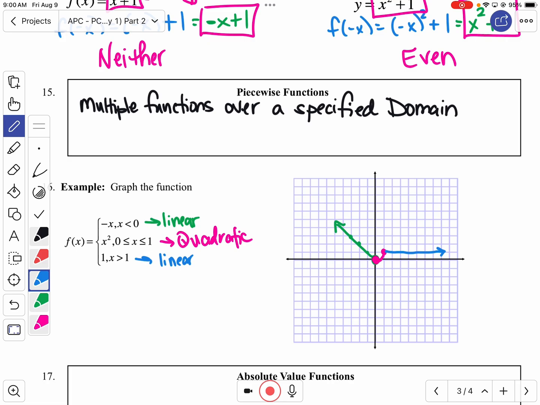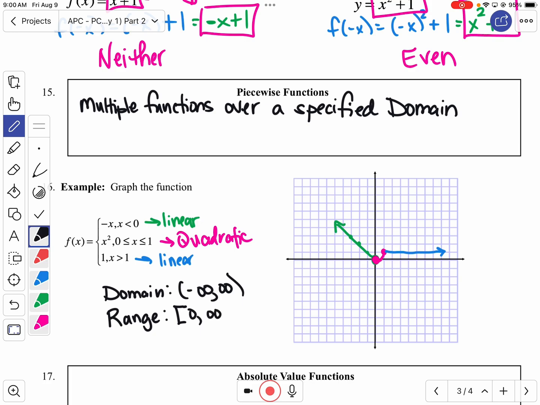What would the domain be of that function? Yep, it's everybody. All the x's are good, negative infinity to positive infinity. What about the range? Yep, it would be 0. Would we include 0? Yes. 0 to positive infinity. Everything is up above that x-axis.